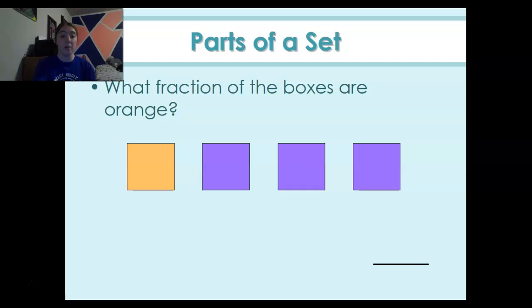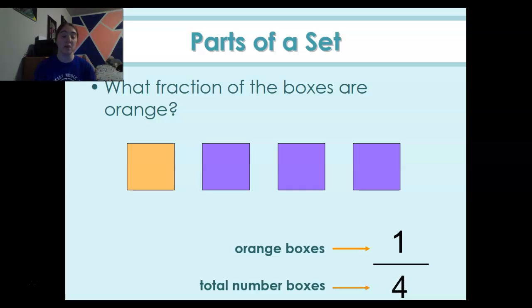What fraction of the boxes are orange? Count the total number of boxes. Pause the video and see if you can get this one on your own. Okay, so let's see if you did it. So on orange boxes, we have 1, that would be the numerator. The total number of boxes, we should have 4. So we have 1/4 orange boxes.